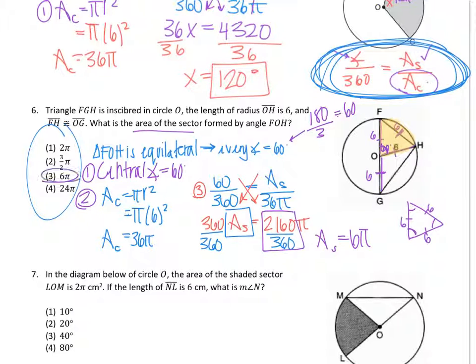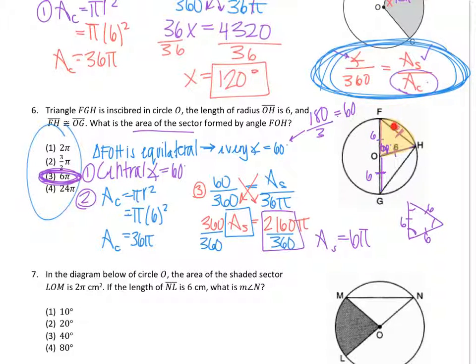And I ended up with 6 pi, so that gives us choice 3. So the important thing to understand here is that they did not give you all of the information that you would have needed in order to find the area of the sector, unless you memorize some properties and recognize some things that they are giving you.